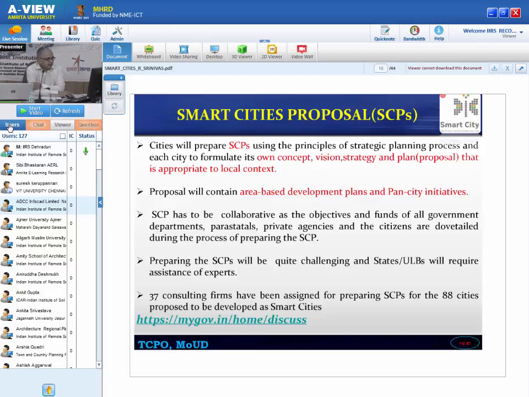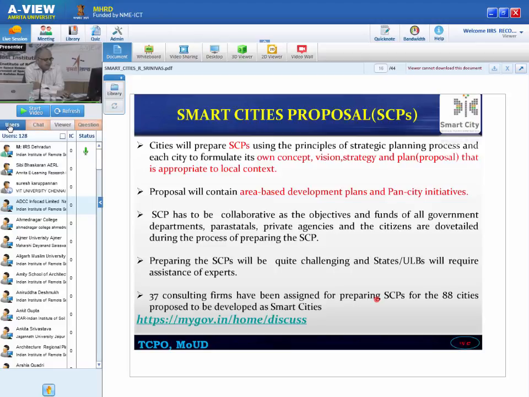Now, if you talk about smart city proposals, the cities were supposed to formulate their own concept, vision, strategy, plan and proposal that is appropriate to their own local context. The proposal should have contained area-based development plans and pan-city initiatives. And the proposal has to be collaborated with the objectives and funds of all government departments, parastatals, private agencies, and the citizens, which have to be developed during the process of preparing the SCPs.